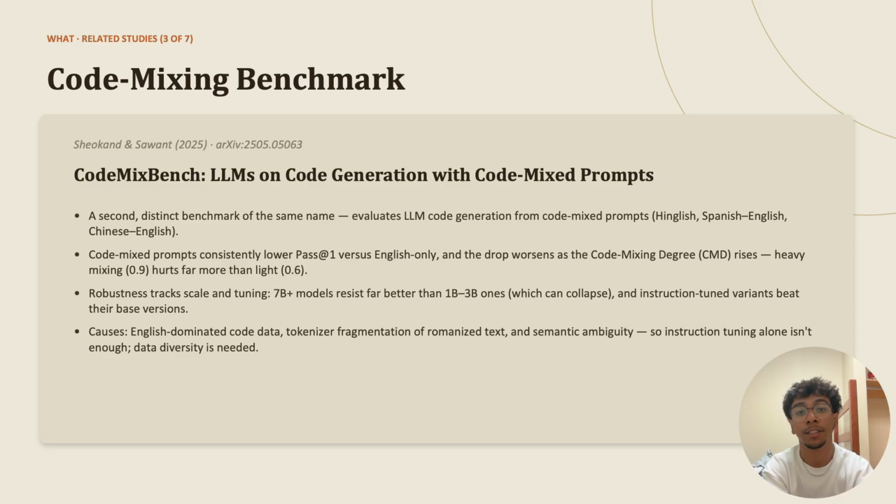First being English-dominated code data. Second, token fragmentation of Romanized text. And lastly, semantic ambiguity. So the contrast with the other code mix bench, which saw only a small high resource decline, is exactly the tension my study will be investigating.